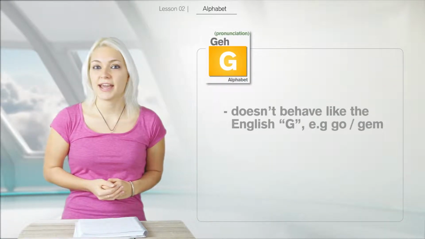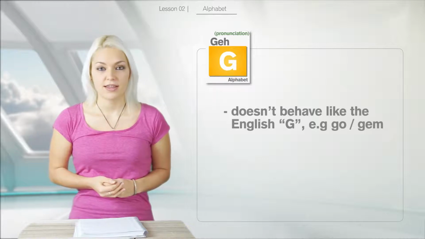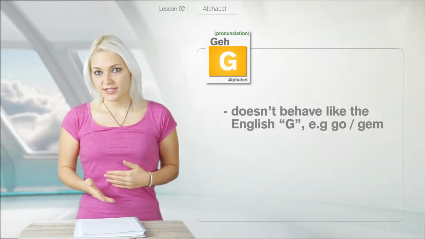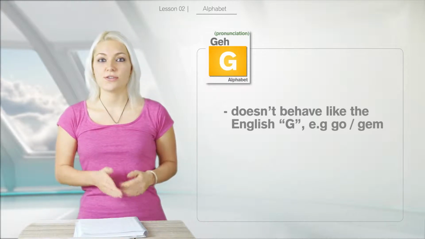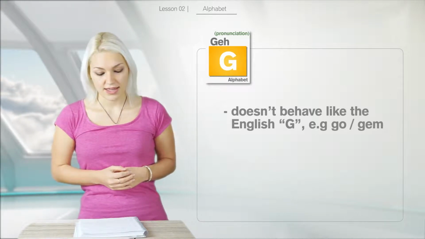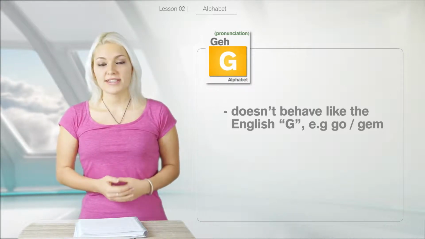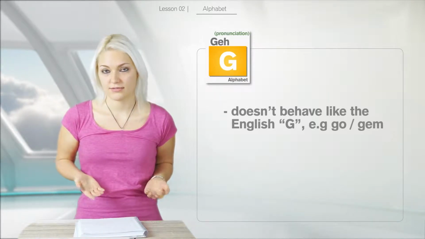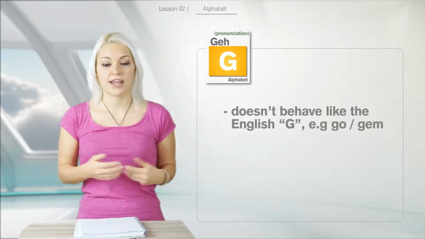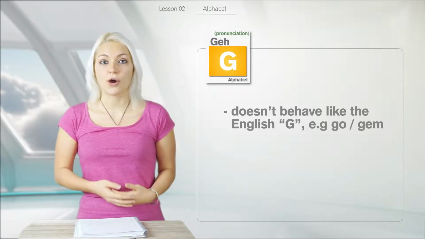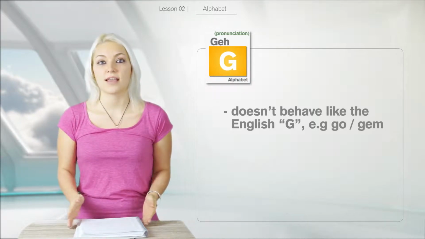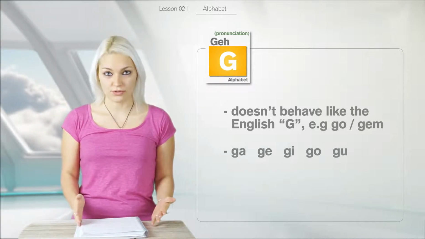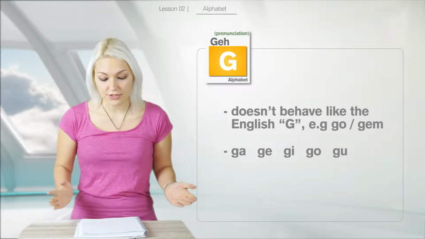Okay, the next one that needs mentioning is the G. Our G doesn't behave like the English G. You might have noticed that the G sound in English changes according to the vowel that follows. In German, we always have G, like a guttural G. So no matter if an A, E, I, O or U follows, it is Ga, Ge, Gi, Go, Gu. And there are no exceptions.